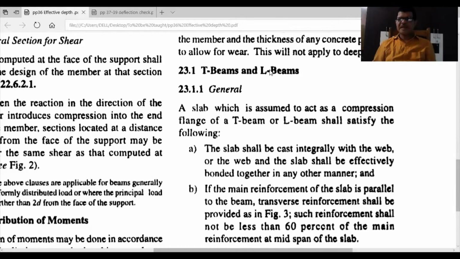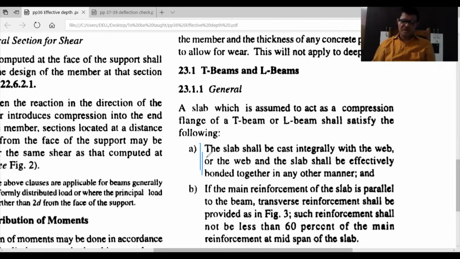where it is written T-beams and L-beams. So we have also discussed what a T-beam is. As you see, what is written in the code: a slab assumed to act as a compression flange of a T-beam or L-beam shall satisfy the following. The slab shall be cast integrally with the web, or the web and slab shall be effectively bonded together in any manner. So this is very important, that during the construction of this beam and slab, they should be cast at a time so that there will be monolithic construction. If you first cast your beam, then put on the slab, they will not behave as a T-beam.